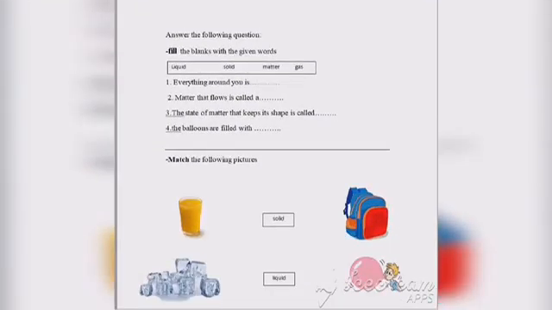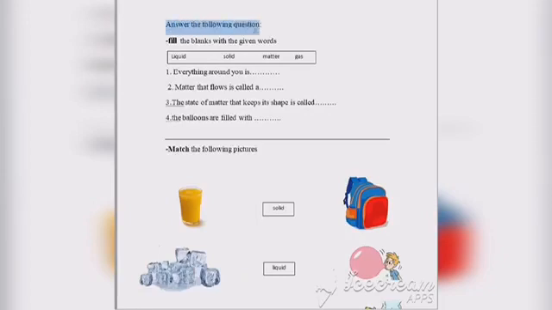Let's answer some questions. Answer the following questions. Fill the blanks with the given words. We have four words: liquid, solid, matter, and gas.